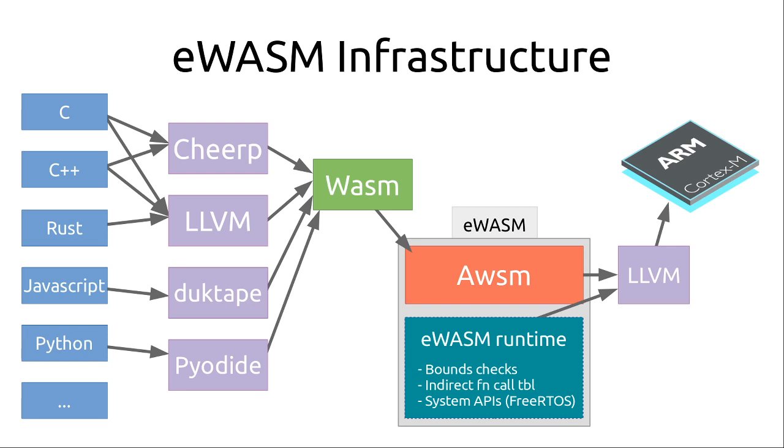And you can see LLVM compiles from a great many languages into WebAssembly. eWASM is a combination of the Awesome compiler, which we've implemented as part of the system, and the eWASM runtime. The eWASM runtime defines how the bounds checks are performed. It implements the indirect function call table and type checks around that, and it defines a set of system APIs that can be used to invoke from within the sandbox to the surrounding systems.